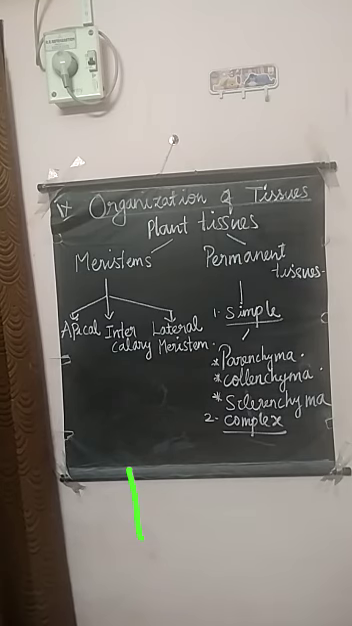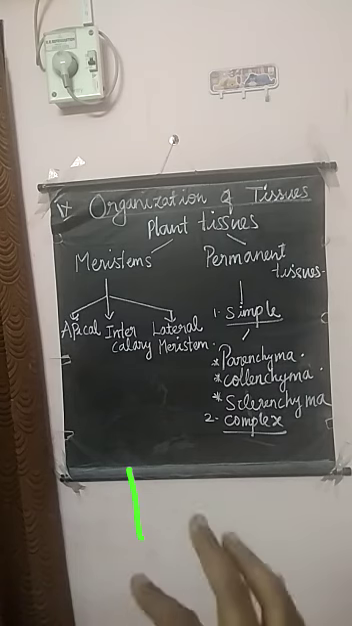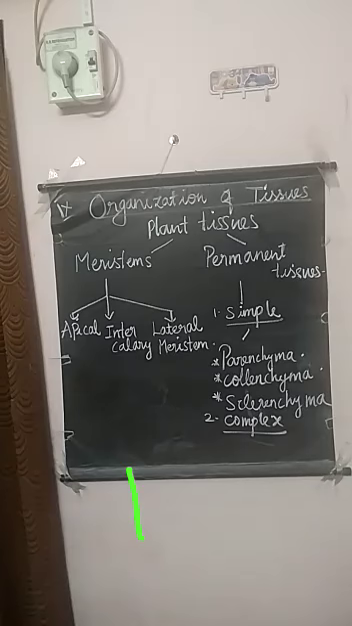Next we are going to see the classification, the three types of meristems: apical, intercalary and lateral. Apical meristems are found at the growing parts of a root or a shoot, at the growing point of a root and shoot, and bring about an increase in length.